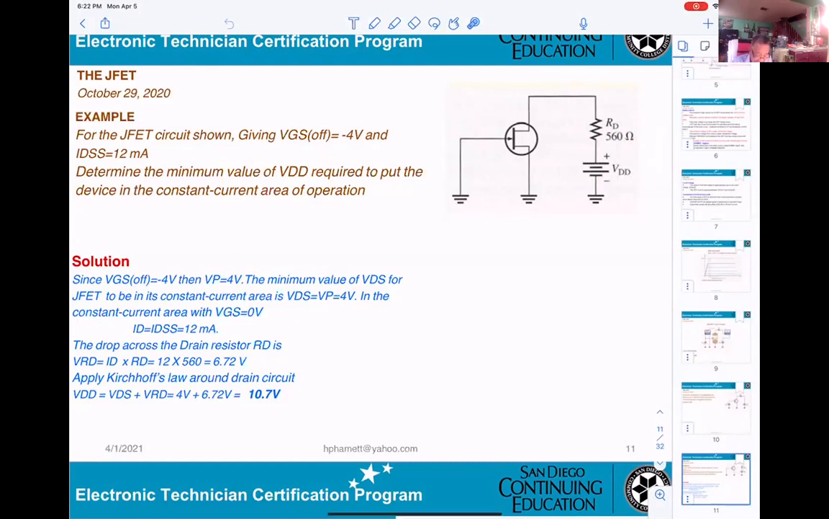However, they give you VGS off equal minus 4, and also they give you IDSS. So what is the IDSS? IDSS means the maximum current, okay? And in the constant current area, they want to know the minimum. In order to do it, the first thing you need to know is what the ID is in the constant current area.